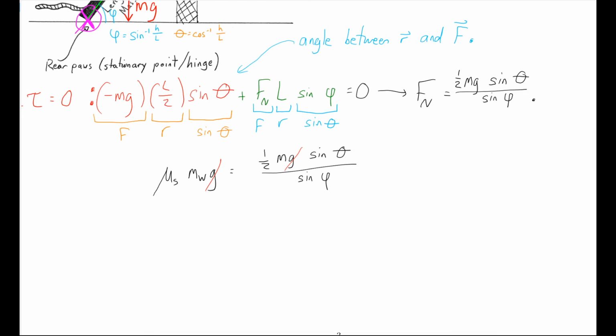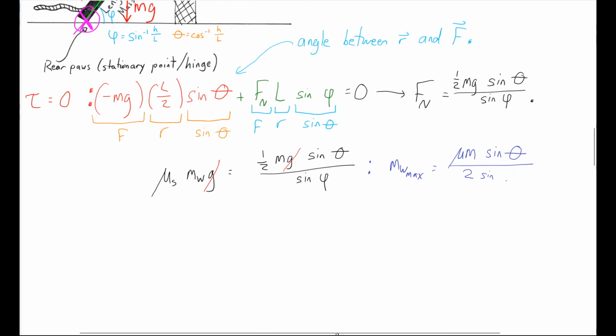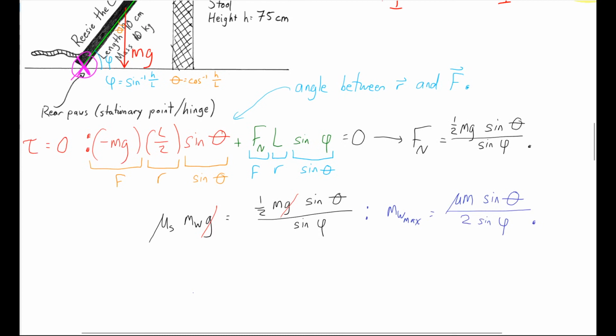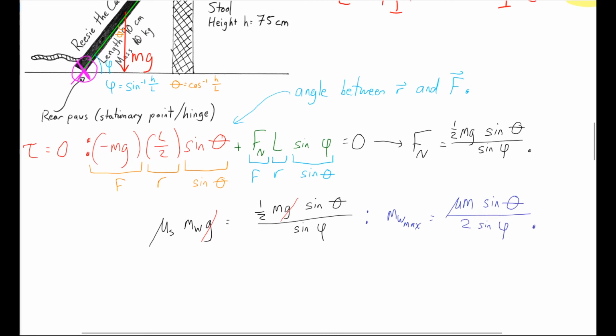One's the mass of the cat, one's the mass of the water. So the maximum mass of the water that Reci can tip over is going to be m sine theta times mu over 2 sine phi. All that's left here is to now put in what those angles are. So I have expressions for them up top.